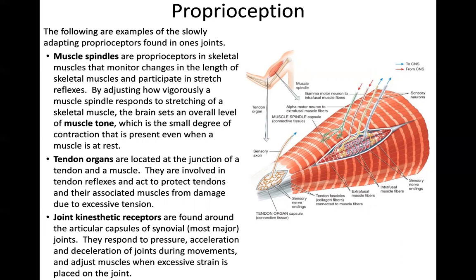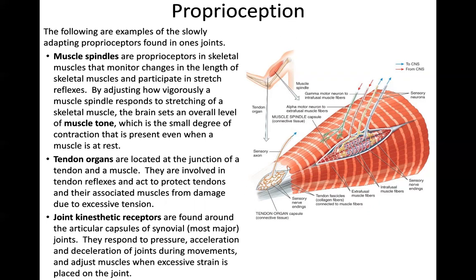What muscle spindles are, are the fibers that wrap around our muscle fibers. So muscle fibers are our muscle cells. These neurons wrap around our muscle fibers and they monitor the length of that muscle. By adjusting how vigorously a muscle spindle responds to stretching of a skeletal muscle, our brain can set an overall level of muscle tone, which we've previously learned is a small degree of contraction present even when a muscle is at rest.